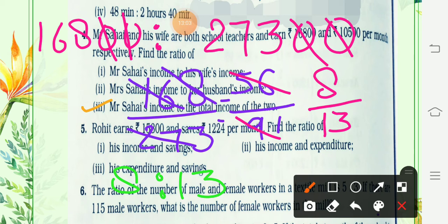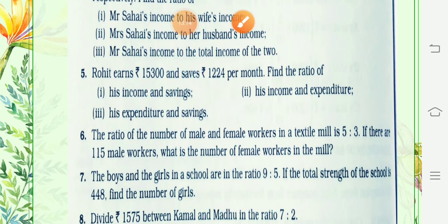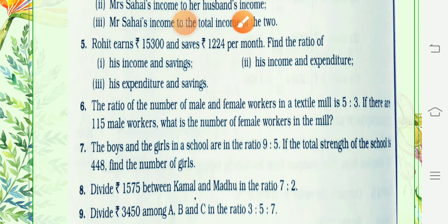I hope you understand. If after understanding you have a little bit of confusion, we will discuss it in today's more online classes. Let us move to the next class. Next question. Rohit earned rupees 15,300 and saves rupees 1,224 per month. Find the ratio of his income and saving.